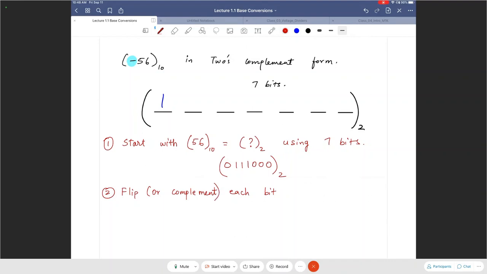So if I complement each bit, what do I get for plus 56? I get 0 complement, 1 complement, 1 complement, 1 complement, 0 complement, 0 complement, 0 complement, which will be 1, 0, 0, 0, 1, 1, 1 in binary. The last step is to add 1. Add 1 to it.